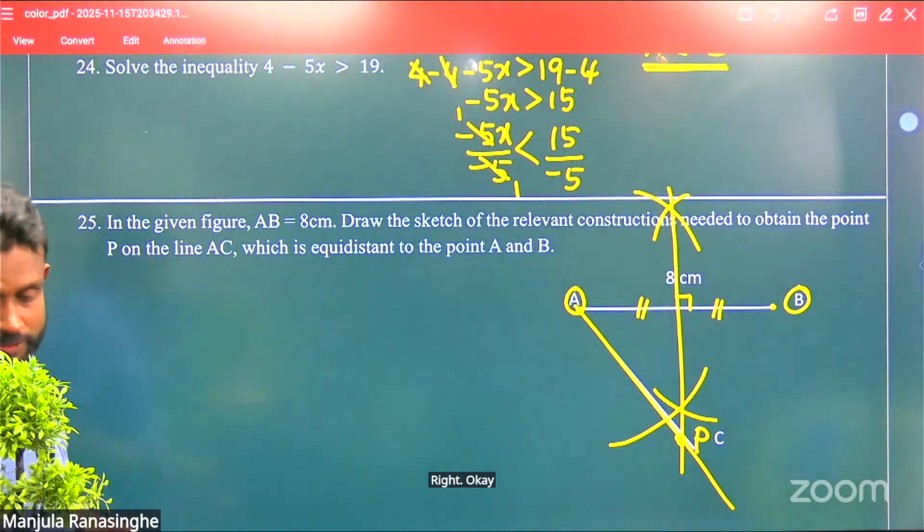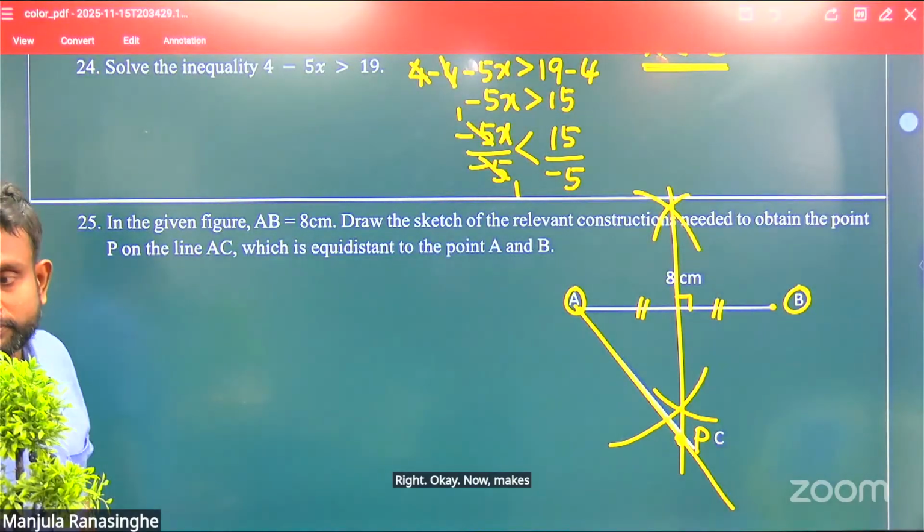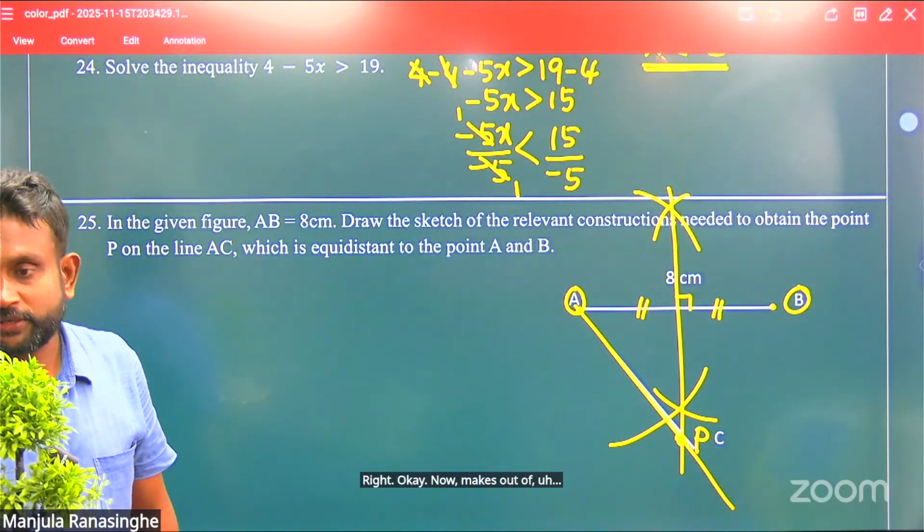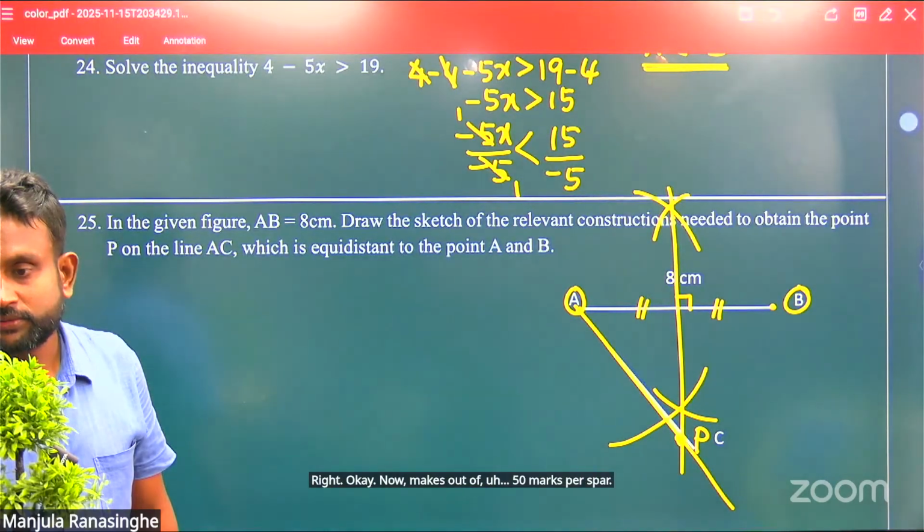Okay. Now marks out of 50 for the first part. How much?